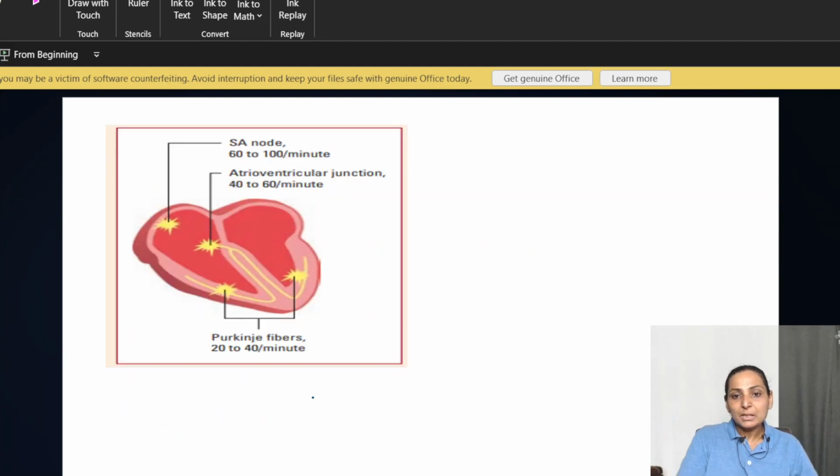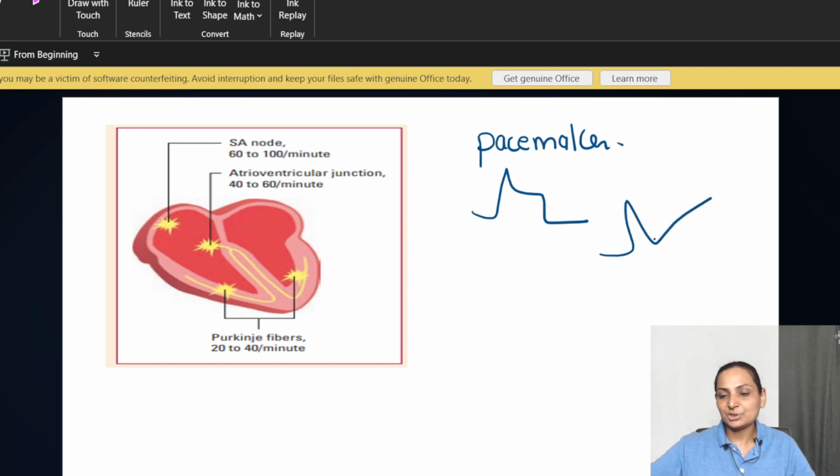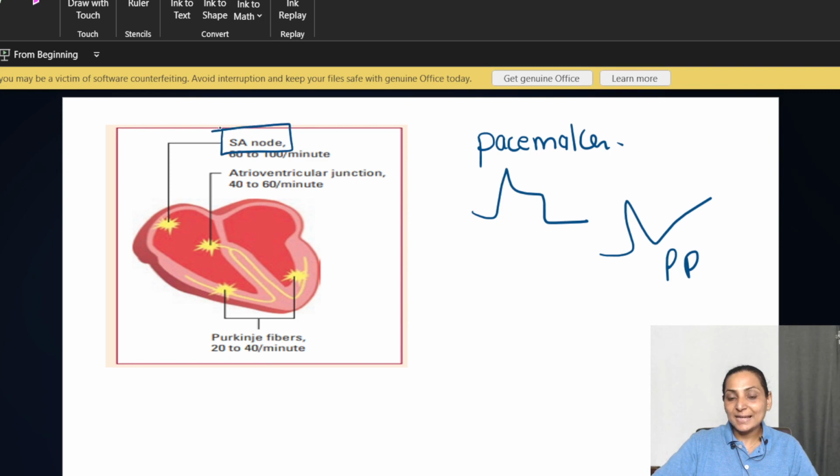ones. Now, before you proceed on to ECG, it is very important that you must always study what the pacemakers of the heart are. Then, how is the action potential? You know that the ventricular action potential is a plateau potential, and the SA node potential is supposed to be a slow response, where you get the pacemaker potential. So the pacemaker of the heart is the SA node.